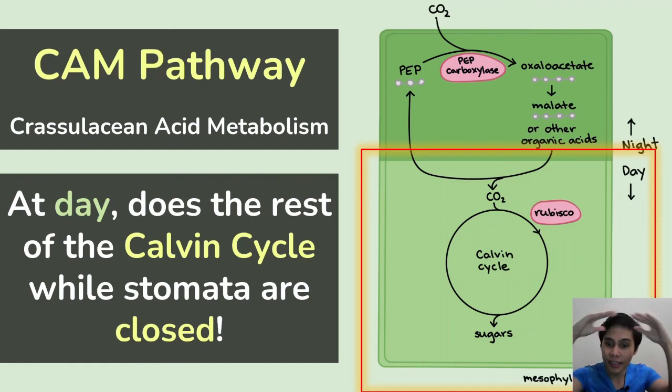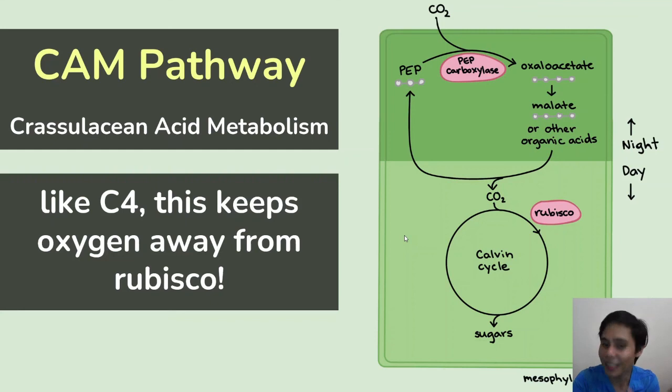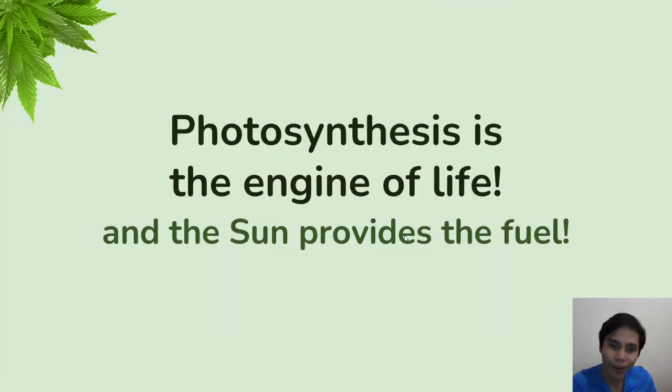So again, since the stomata are closed, there's no oxygen gas that is exposed to Rubisco inside the cell. And the carbon from carbon dioxide usually will be taken from malate instead. So again, same concept. Stockpile your carbon in malate and then use it up in the Calvin cycle later on. But in this case, it's not different cells, it's just different times. So like C4, this keeps oxygen from Rubisco. Very efficient. Keeps the water in and keeps the oxygen out.